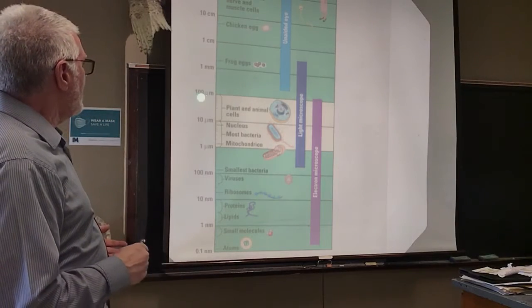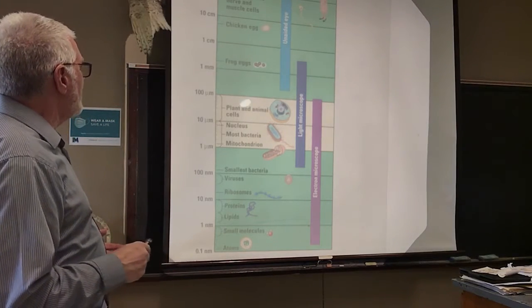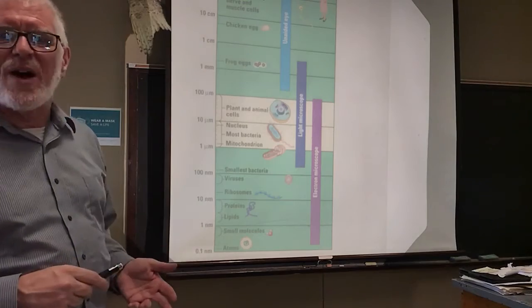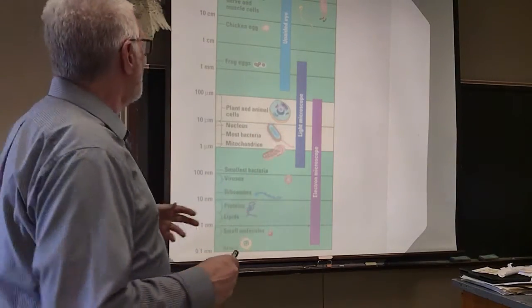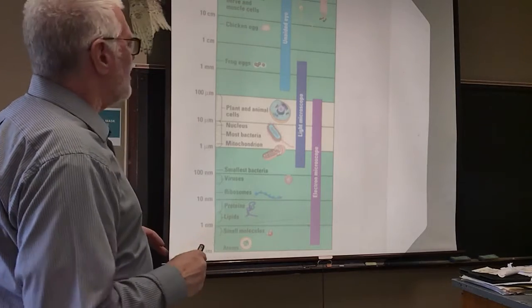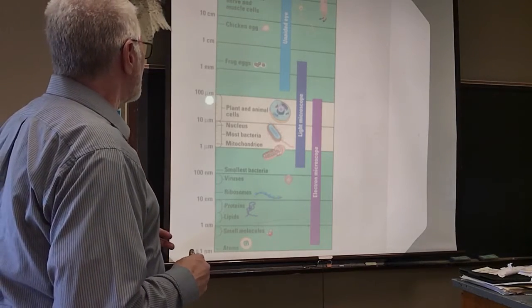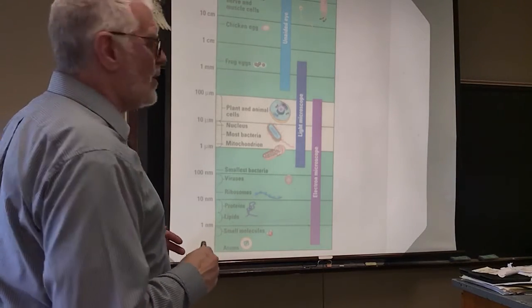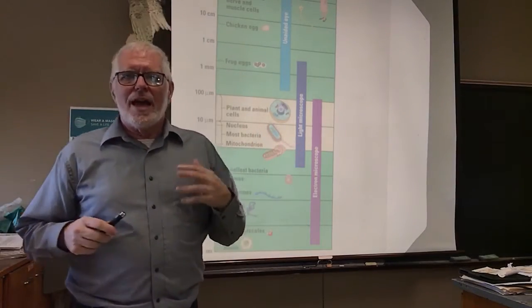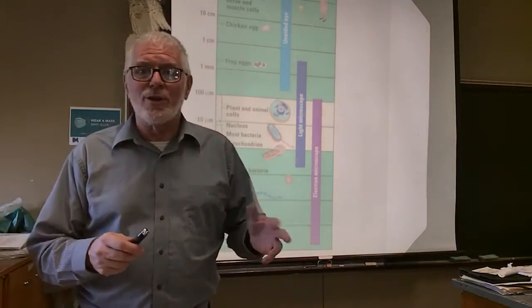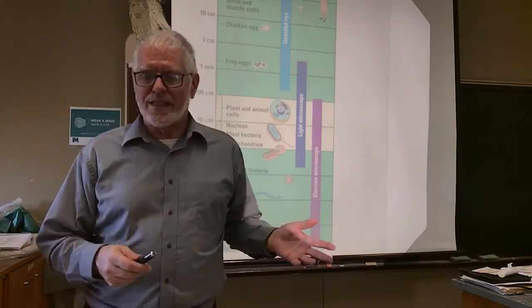But here's the top edge. Eggs don't really count. You'll hear, what about frog eggs and chicken eggs? They're not really one cell. So they're up here, but they're not really single cells. This is the range, and you don't get cells that are big. Now, the classic explanation for that, I'm going to tell it to you, but it doesn't make any sense.